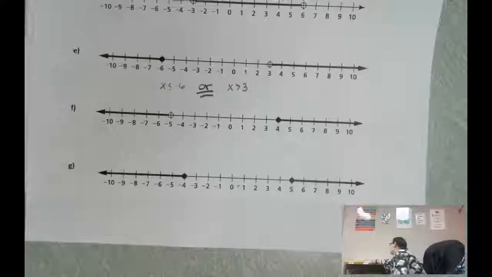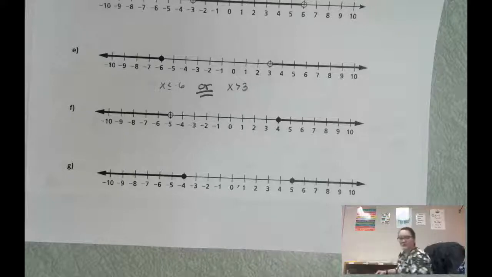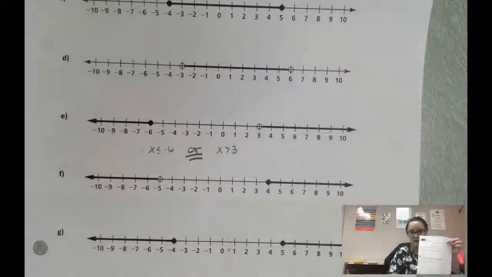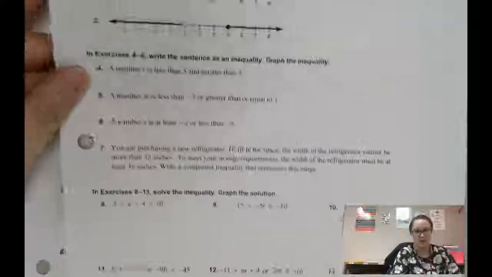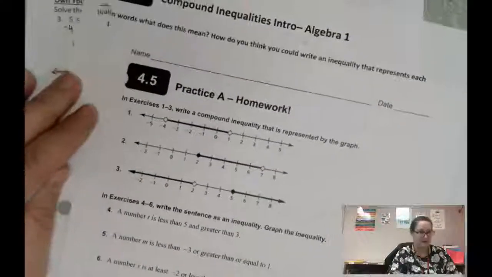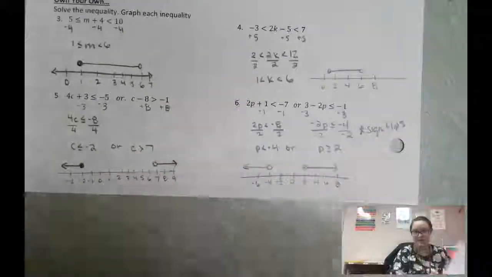Your homework then for tonight is not on BIM because, remember, this is an 8th grade concept. So your homework is going to be this 4.5 practice A homework. Okay? It's 14 questions. Do your best. We will correct it in class the next day, and then you'll pass it in for points. Good luck. Have fun. Good job.